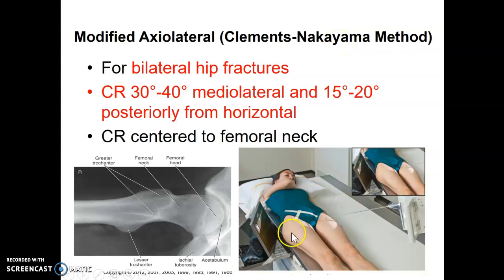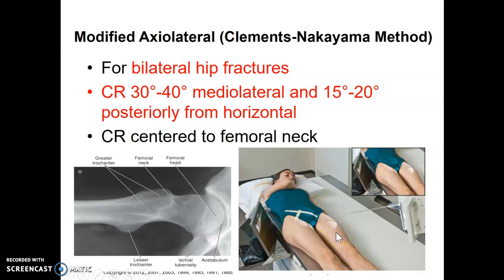When do we do this? When would you use this? When both hips are fractured. Know that, circle it, star it, all right? When they have bilateral hip fractures, you're going to use the Clements-Nakayama method. It's basically a modified shoot-through, right? Because you can't lift the other leg up and out of the way if they're both broken.